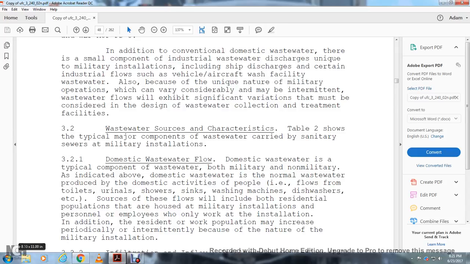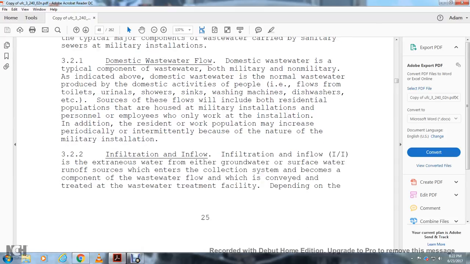Domestic wastewater flow. Domestic wastewater is the typical component of wastewater, both military and non-military, as indicated. Domestic wastewater is normal wastewater produced by the domestic activity of people, i.e. the flow from toilets, urinals, showers, sinks, washing machines, dishwashers, etc. Sources of these flows will include both residential populations and military installation personnel who only work at the installation. In addition, the resident or work population may increase periodically and intermittently because of the nature of the military installation.